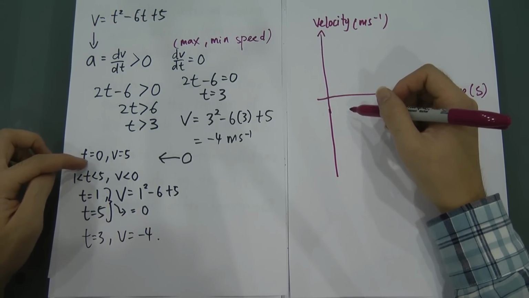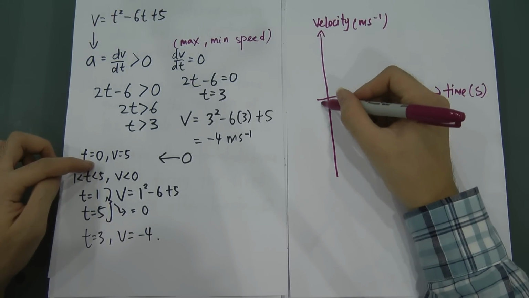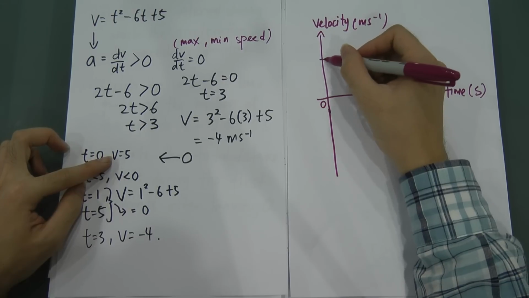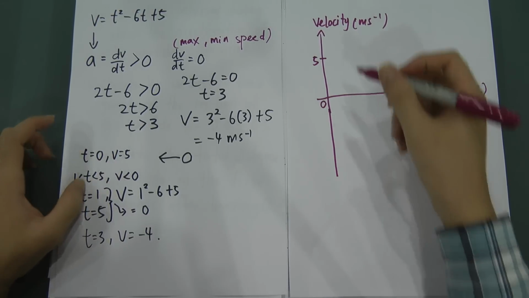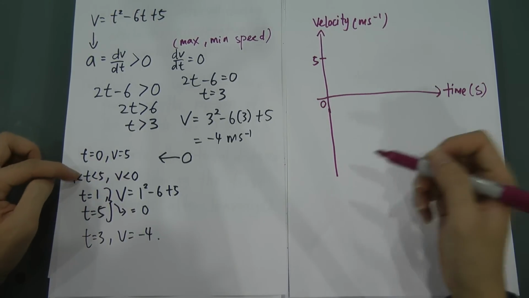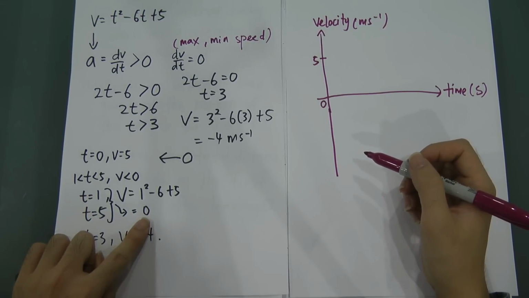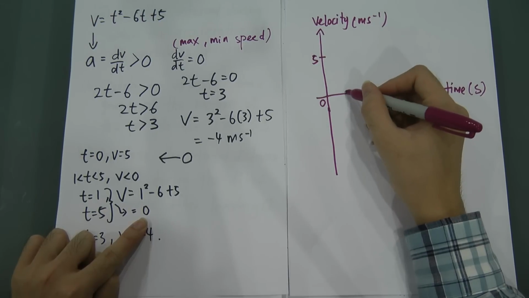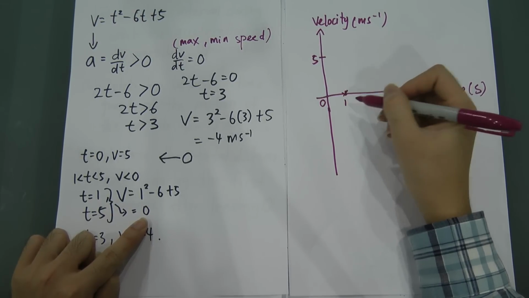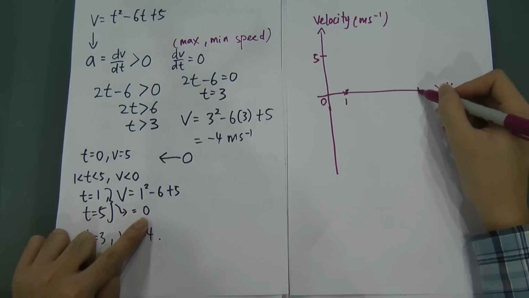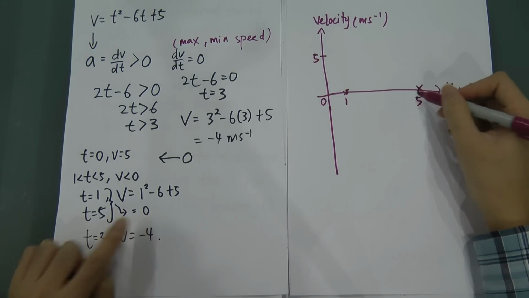Okay, when t equals 0, this is 0, V should be 5. So I just roughly write 5 here. When t equals 1, V will equal 0. So at 1 here, I will get 0, and then at 5 here, I will get 0 as well.